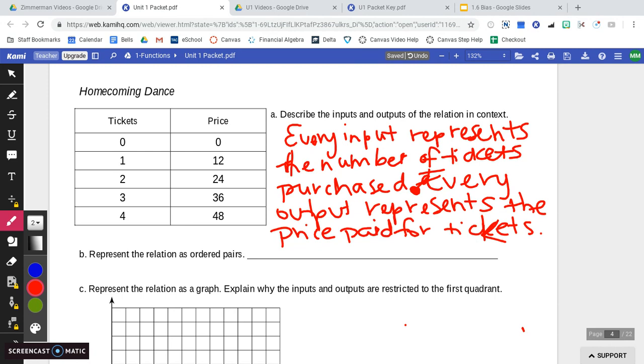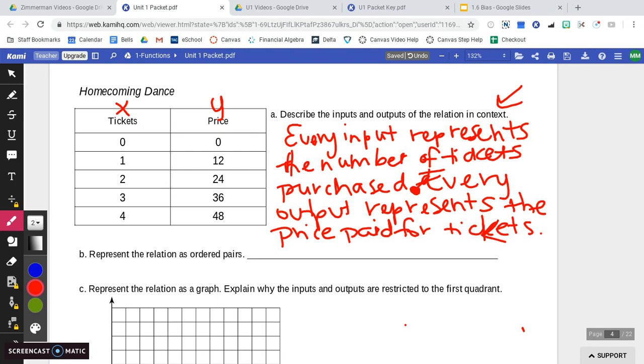But the inputs are the tickets and the outputs are the prices. How did I decide that? Well, it has that table format. We usually put our x's and then our y's. We always put our x's on the left, y's on the right, or x's on top, y's on bottom if you have a horizontal table. So if you're asked to use context in a problem, that means what is the real world scenario? How do you put it into context?